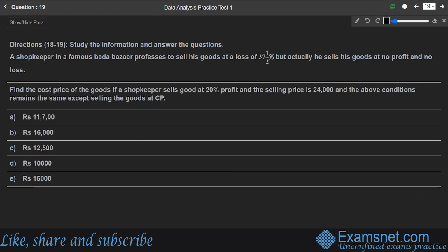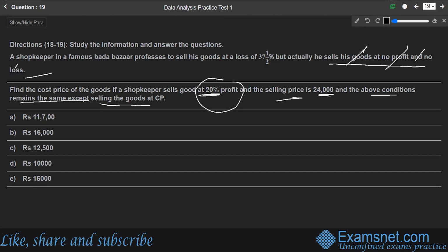Now they say find the cost price of goods if a shopkeeper sells goods at 20% profit and the selling price is 24,000, and the above condition remains the same except selling the goods at cost price. So what are they saying? That the goods are now not being sold at cost price, but rather at a profit of 20%. So this condition, that he sells his goods at no profit, no loss, has been eliminated in this scene, but there is still a loss of 37.5% to be shown.